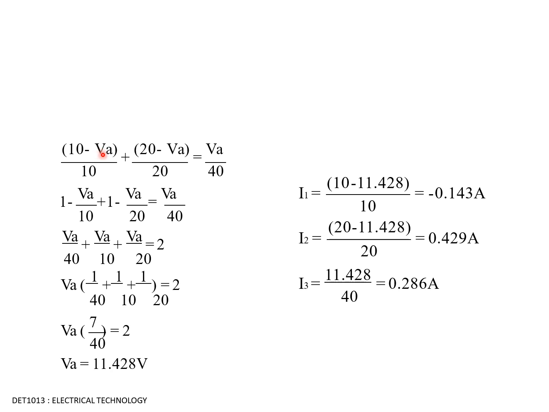I1 is equal to, we know that, 10 minus VA by 10. On solving, we'll get that I1 is equal to minus 0.1143 amperes. Similarly, I2 is equal to 0.429 amperes and I3 is equal to 0.286 amperes. Thus, we have got the values of current for each node in the network. So, in this way, Kirchhoff's current law is helpful in finding the values of current.